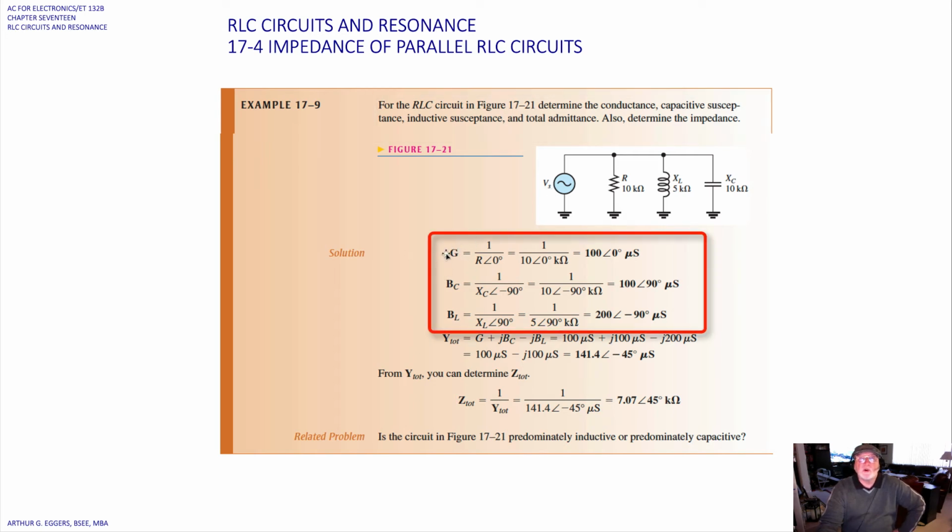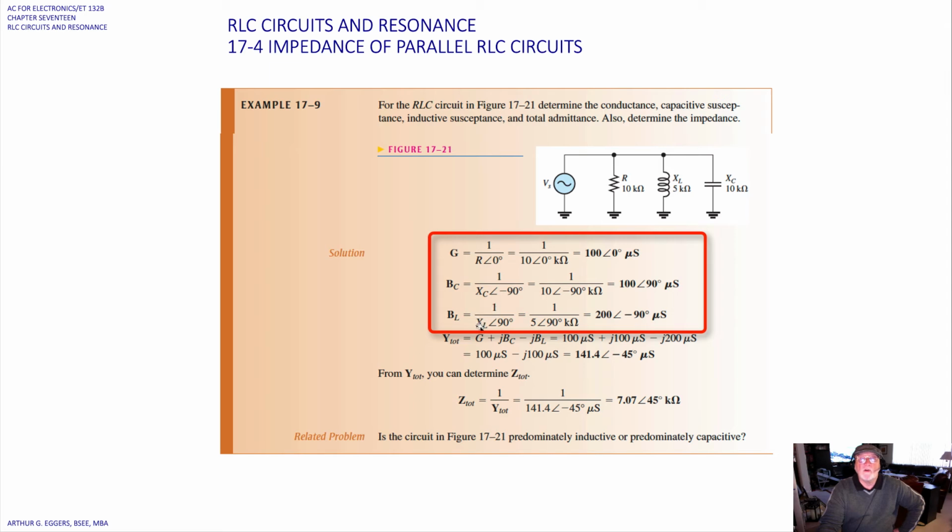So the first thing we're going to do is calculate each of those from the values given: the conductance, the inverse of the capacitive reactance, the inverse of the inductive reactance, and the total admittance. So 1 over R is equal to 1 over 10 kilohms at an angle of 0 because it's purely resistive, which gives us 100 microsiemens at an angle of 0 degrees. We do the same thing with the capacitive reactance. The capacitive reactance value is 10 kilohms at an angle of minus 90 for a capacitor. The inverse gives us 100 at an angle of positive 90 degrees in microsiemens.